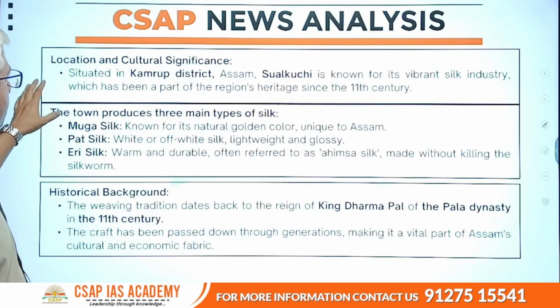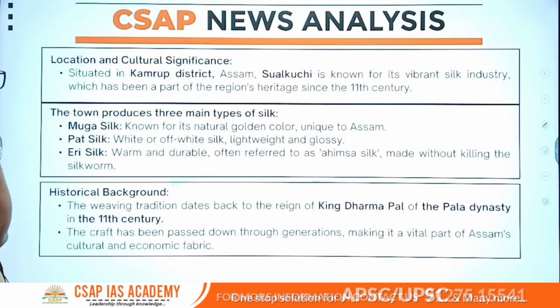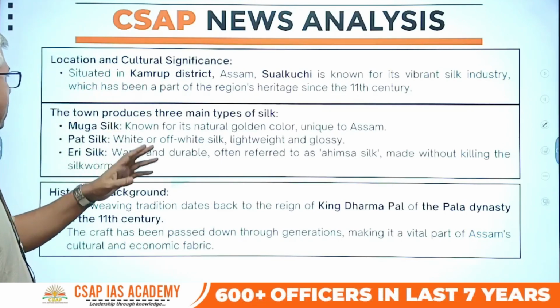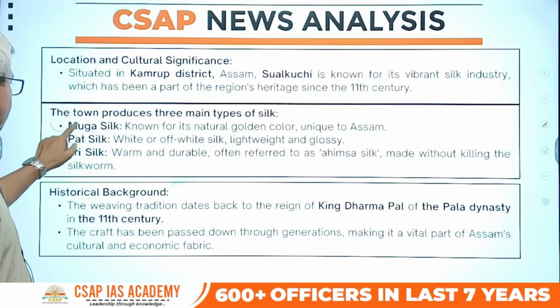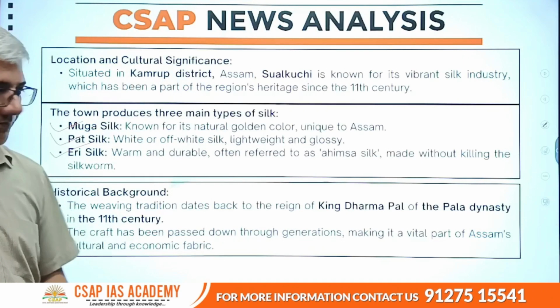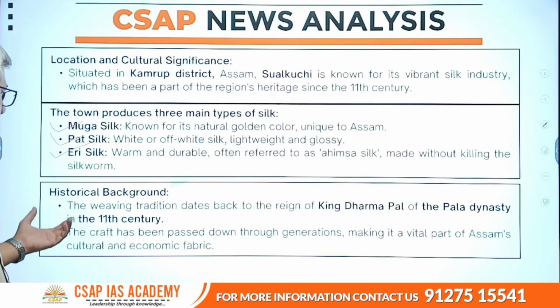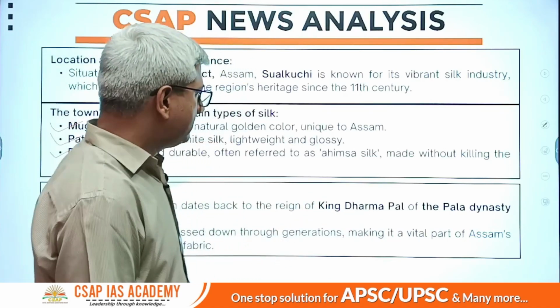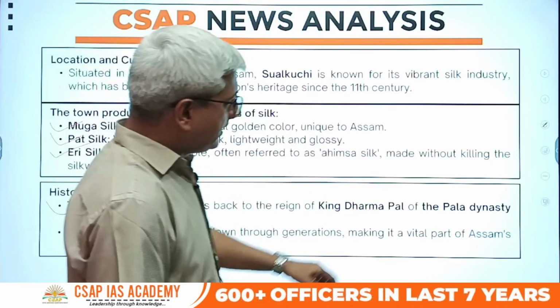Location situated in Kamrup district, Falkusik is known for its vibrant silk industry, which has been part of the region's heritage since the 11th century. Town produces three main types of silk: muga silk, pat, eri. Historical background: weaving tradition dates back to the reign of King Dharmapal. This is the historical aspect.